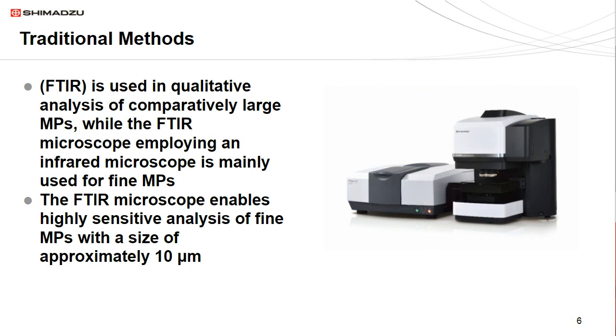So how do we go about testing for microplastics? Well, when it comes to analytical instrumentation, the FTIR can be used for the qualitative analysis of comparatively large microplastics. Now, on the other hand, the FTIR microscope employs an infrared microscope, and this is mainly used for fine microplastics that cannot be analyzed by the ATR method of FTIR. The FTIR microscope enables highly sensitive analysis of those finer microplastics with a size of approximately 10 micrometers.